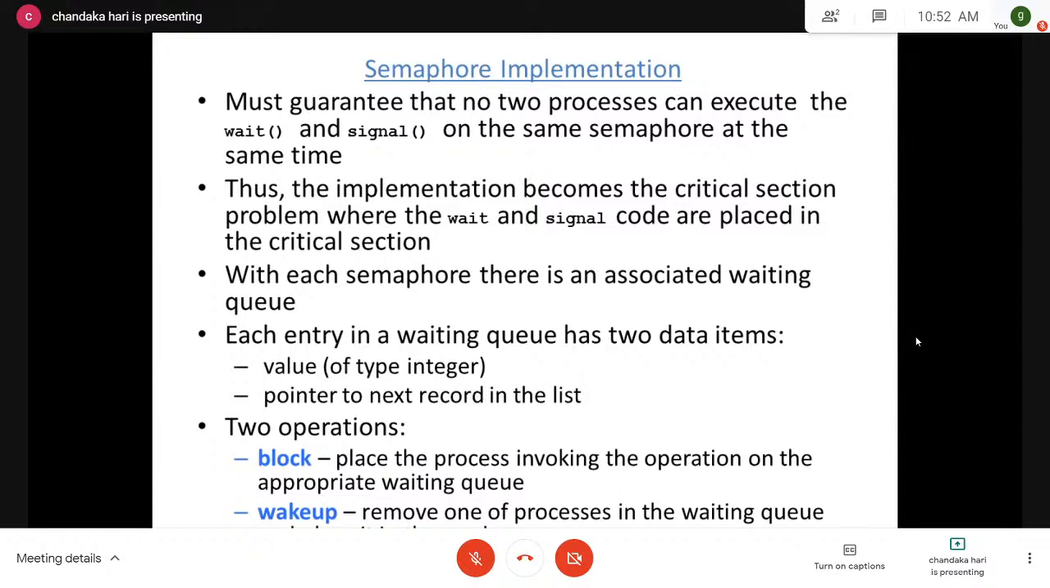You are not continuously allowed to make system calls to the operating system for the semaphore variable. Once the resource becomes free, the operating system itself gives a wakeup system call. Then you remove one process from the waiting queue and put the job in the ready queue for execution. This is what is happening. So totally we are using four system calls: wait, signal, block, and wakeup.